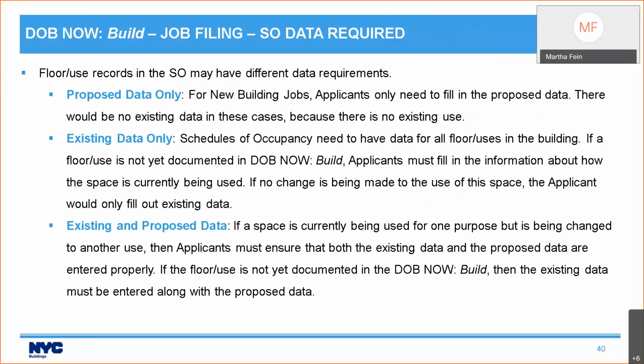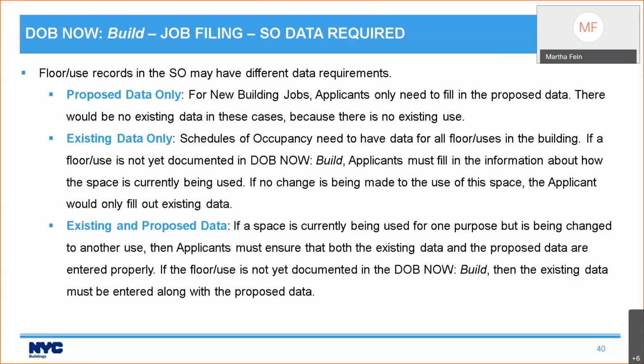Now, let's talk about what data you might put in. As we saw on the paper PW1, there are two columns, existing and proposed. In the electronic system, you're going to see those same two columns, but you won't always be filling out both of them. So let's look at when you would be filling out both of them. If a space is currently being used for one purpose, but it's being changed to another use, then you put in the existing data and the proposed data. That's pretty straightforward, and that's going to be more often than not what you're doing. But there may be times when you do one or the other alone.